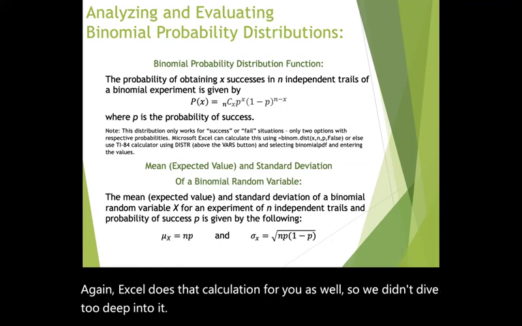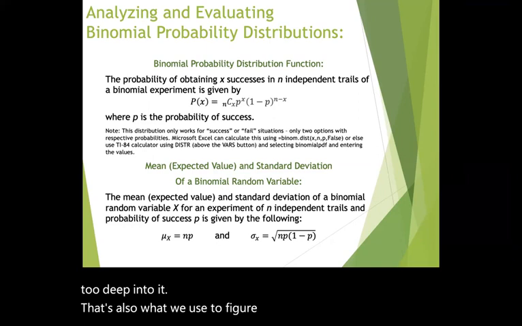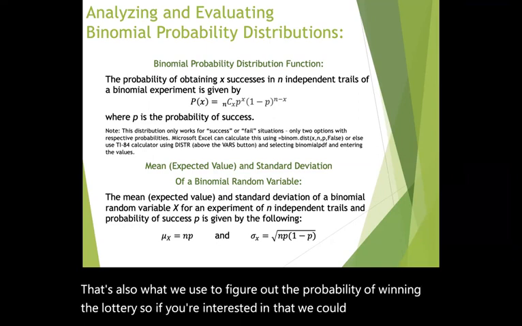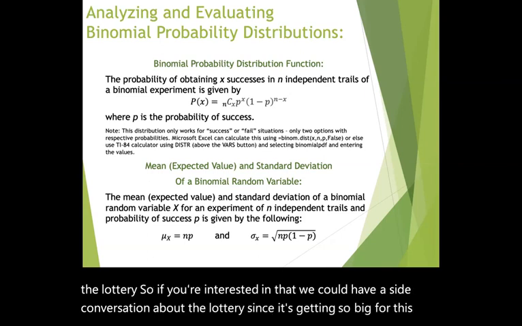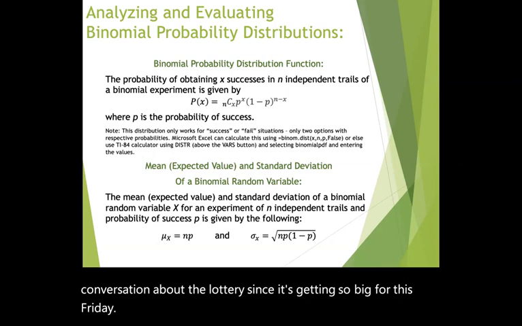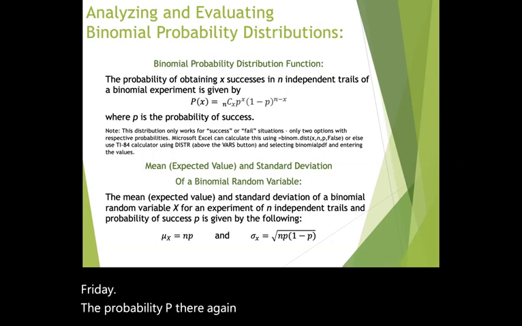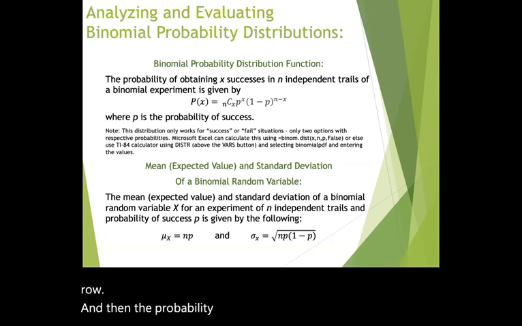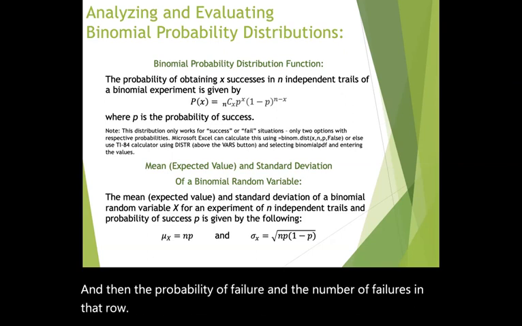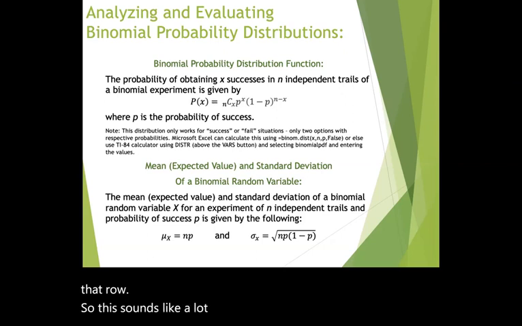That's also what we use to figure out the probability of winning the lottery. So if you're interested in that, we could have a side conversation about the lottery since it's getting so big for this Friday. Now the probability P there, again, is 0.25 in the example that we were talking about, and then the number of successes you want for that row. And then the probability of failure and the number of failures in that row. So this sounds like a lot, but again, Microsoft Excel can do it.